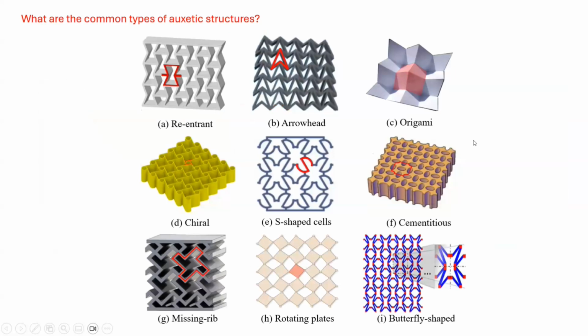So what are the common types of auxetic structures? We have several types of auxetic structures. For example, the reentrant, arrowhead, origami, chiral, and so on.